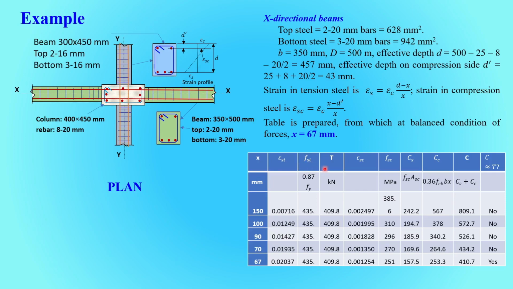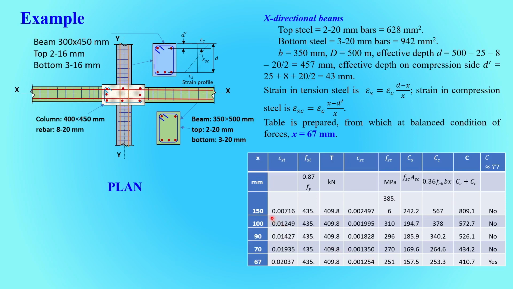From this stress, multiplying by the area of the tension steel, we get the total tensile force in the tension steel. And we calculate strain in the compression steel. From that we find the stress in the compression steel, and from that the compressive force in the compression steel. And the compressive force in the concrete is given by the standard expression 0.36 fck b x for the Indian code. Find the total compression Cs plus Cc, and now check whether C is almost equal to T or not. If not, then change your value x.